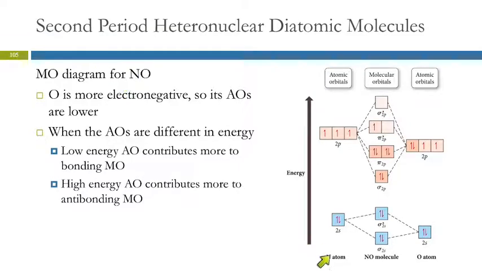So nitrogen and oxygen. Nitrogen is less electronegative. Oxygen is more electronegative. Has more affinity for electrons. That means its atomic orbitals are going to be a little lower in energy than those of nitrogen. So that's why this is kind of cockeyed here. But we still get this combination from the 2s orbitals. We get a sigma star and a sigma. From the p orbitals, we get the sigmas and the pi's. Okay? Any questions?